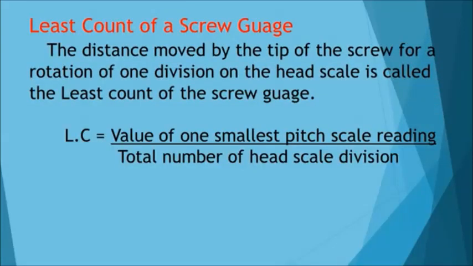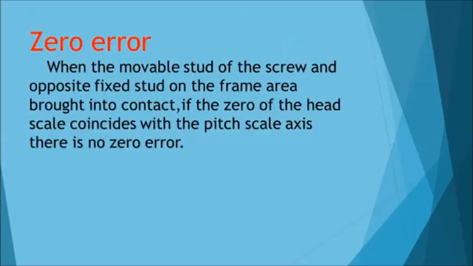How to calculate the least count of a screw gauge? The distance moved by the tip of the screw for one rotation of one division on the head scale is called the least count of the screw gauge. Least count is equal to the value of one smallest pitch scale reading divided by the total number of head scale divisions.